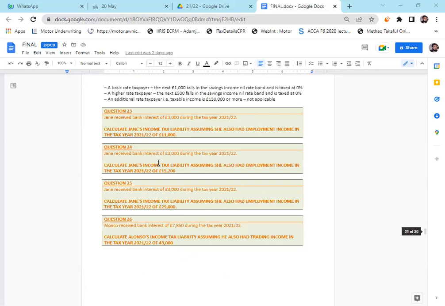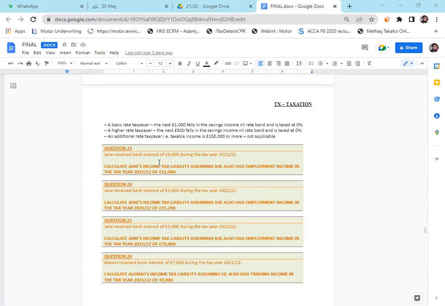Now you have question number 23. I need you to read the question, please. Question number 23. Jane received bank interest of £2,000 during the tax year 2021 to 2022. Calculate Jane's income tax liability, assuming she also had employment income in the tax year 2021-2022 of £11,000.